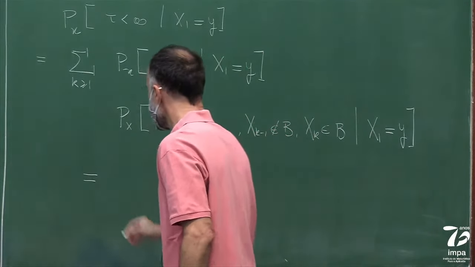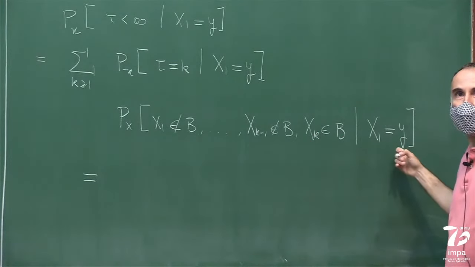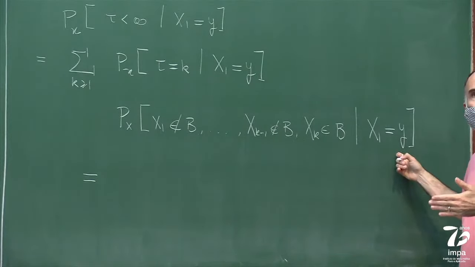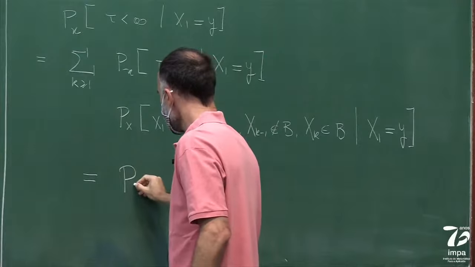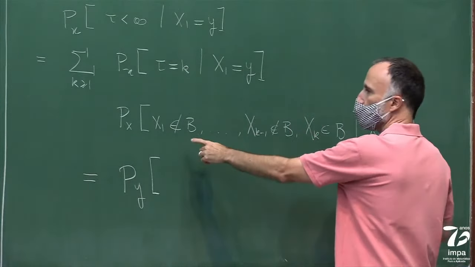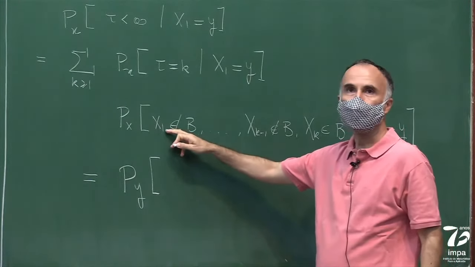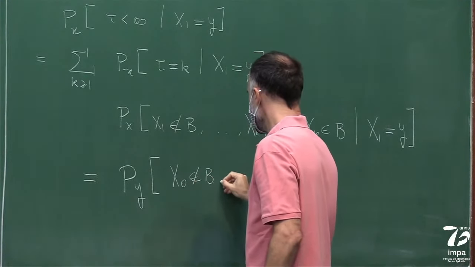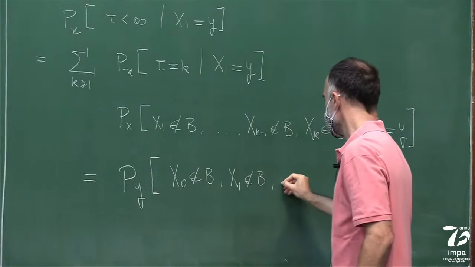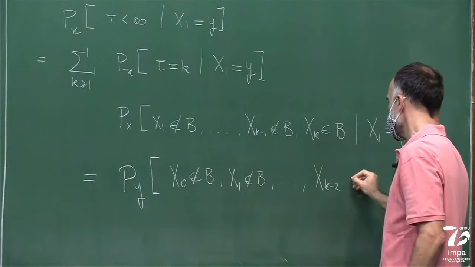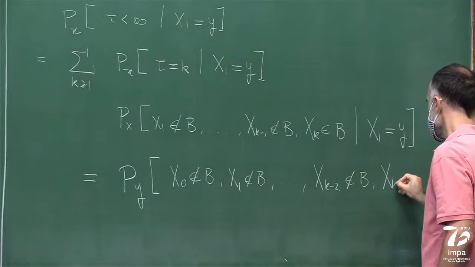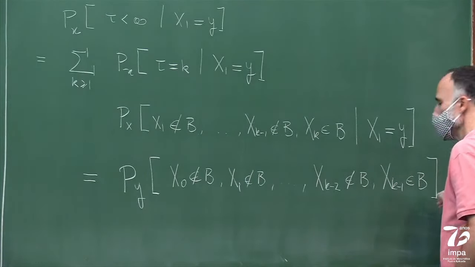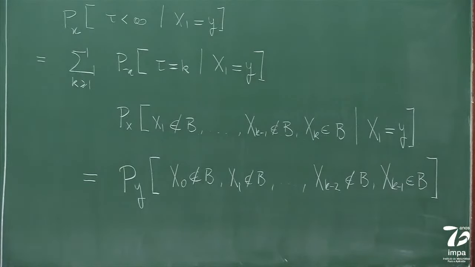And what's written over there is that since I know that at time 1 I'm at y, it's like starting at time 1 a new Markov chain, which starts at y. And then everything is translated back to 0. So time 1 is now time 0, time 2. So this becomes x0 does not belong to B, x1 does not belong to B, up to xk minus 2 does not belong to B, xk minus 1 belongs to B. Okay? Mind that I'm translating back, because the chain is starting anew at time 1.